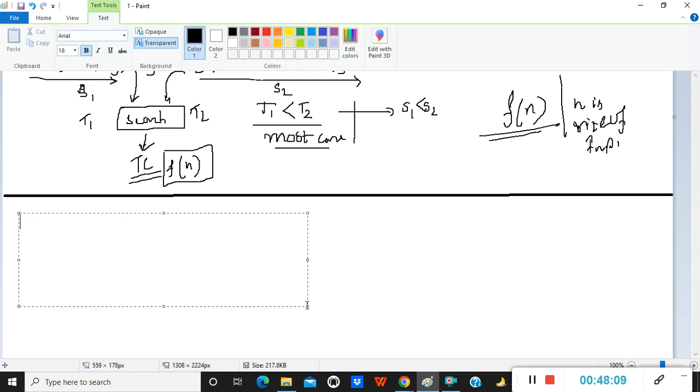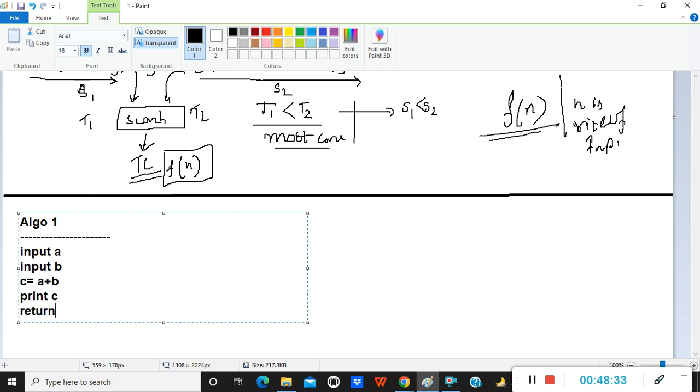I am writing an algorithm, say algo 1. Here I am taking input A. I am not giving step 1, step 2, all those things. We can understand. Input B, C is equal to A plus B, and print C. That's all.